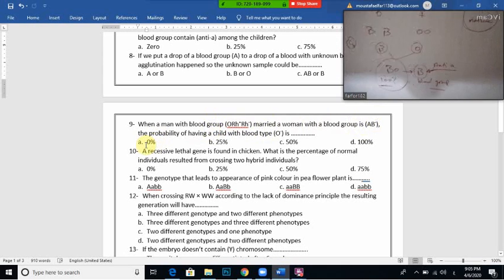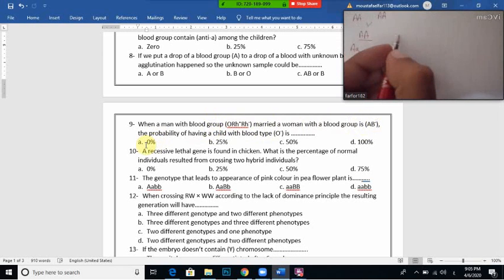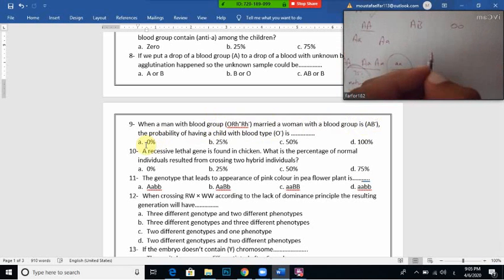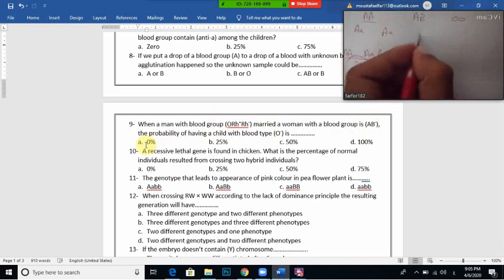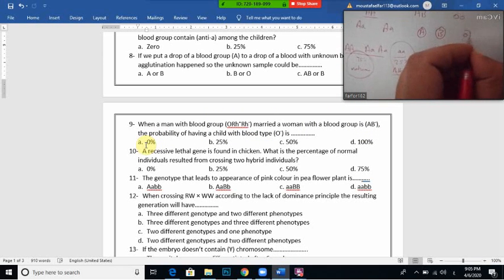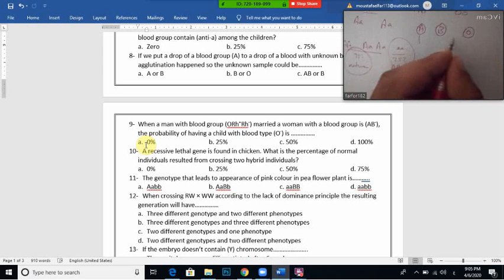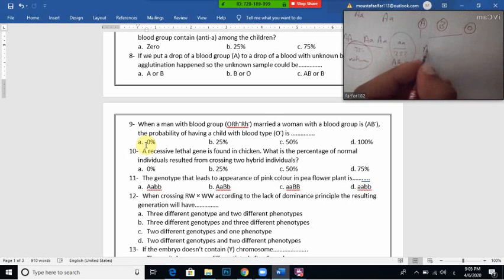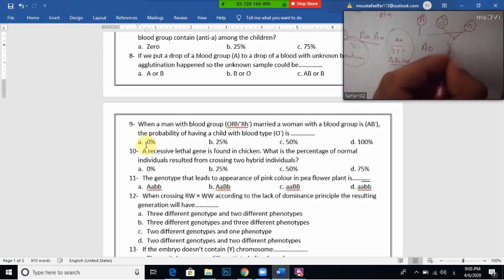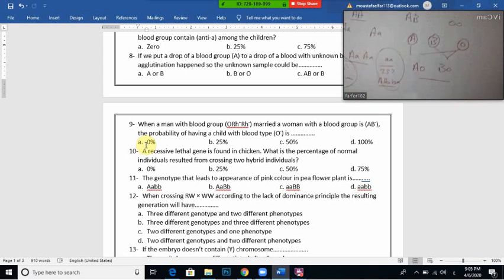And by a genetic analysis, the woman AB married to a man with O blood group, they will produce gamete A and gamete B, and the man will produce sperm containing only O. So after fertilization, the first individual could be AO, and the second individual could be BO. So neither of them carries O blood group. So the probability of having a child with O blood group is 0%.